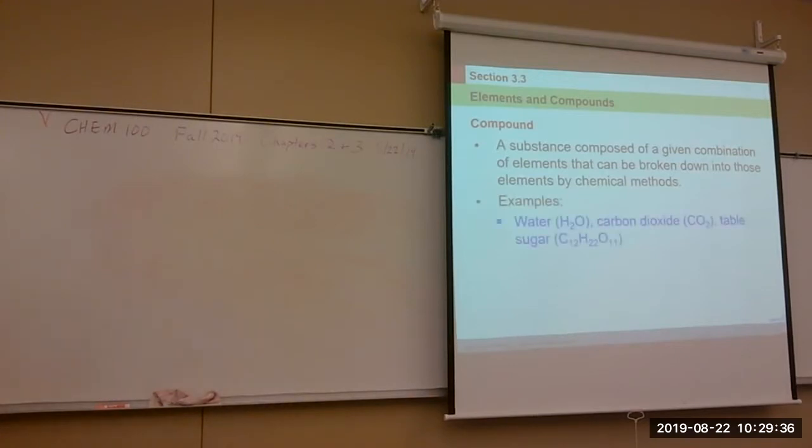But compounds have to have at least two different elements. They can have two or more. If it has two atoms together of the same element, it's not a compound. It might be like F2. That's an element. It's only got one type of atom in it. So compounds have to have two or more different elements together.